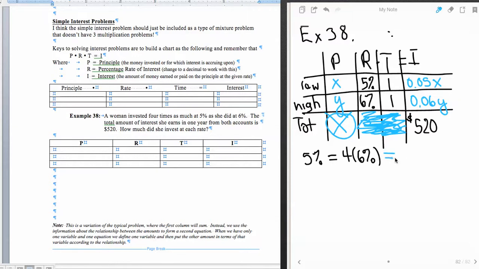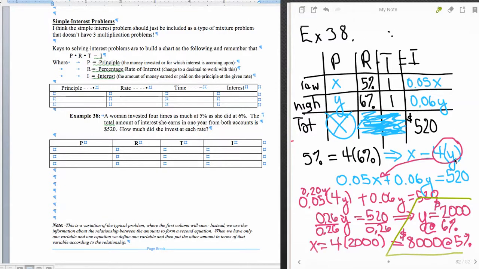However, this time we have a translation, so the 5% amount, which is X, is equal to 4 times the 6% amount, which is Y, and then we have 0.05X plus 0.06Y, and that is equal to 520. So that'll be our 2 equations and 2 unknowns. Why don't you go ahead and pause, solve it, and come back and check yourself.